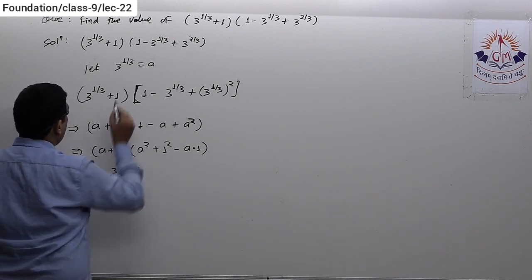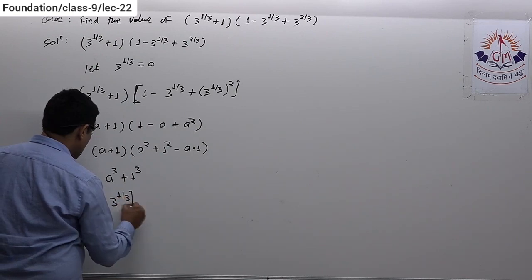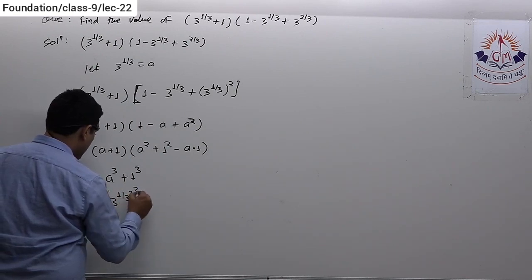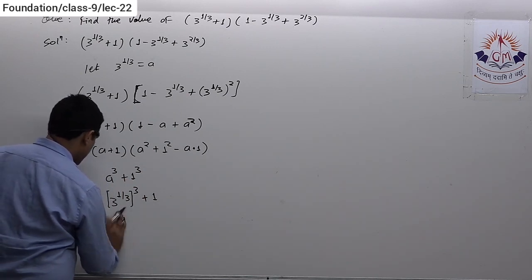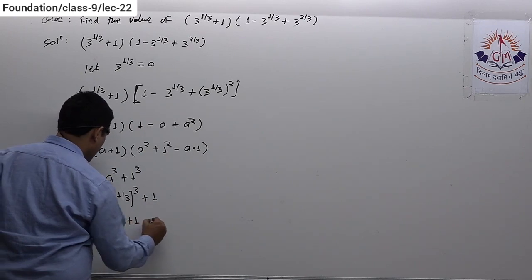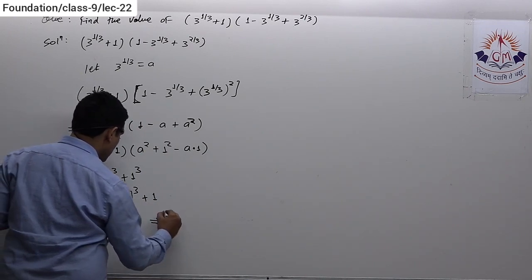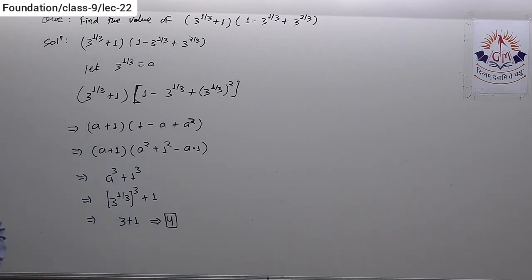Now what was a? a is 3 raised to 1 upon 3. Now its power is 3, plus 1 cubed. So this is 3 and this is 1, so ultimately the answer will be 4. This is a little bit easier one, so please note it down, then we'll see the next question.